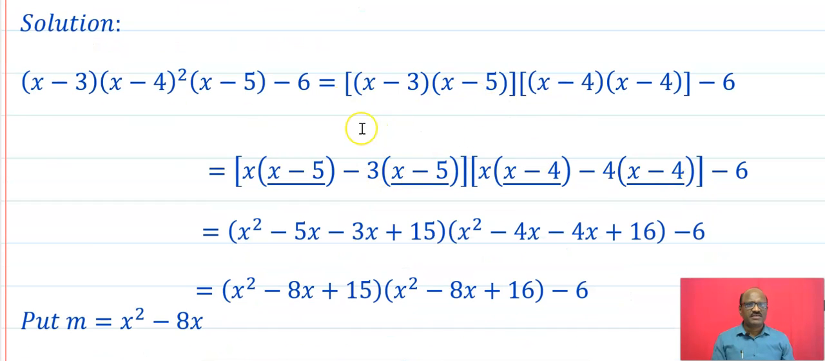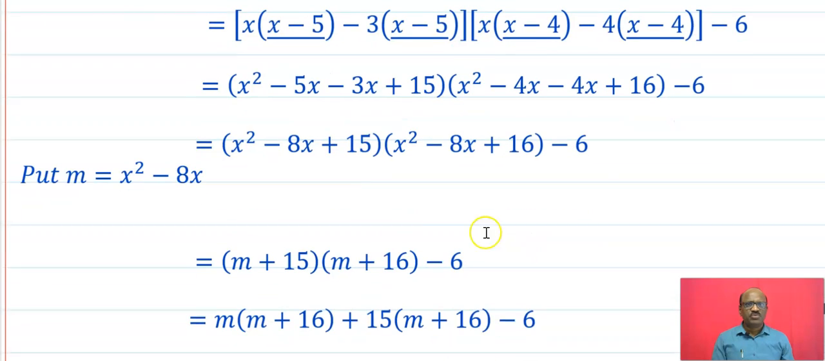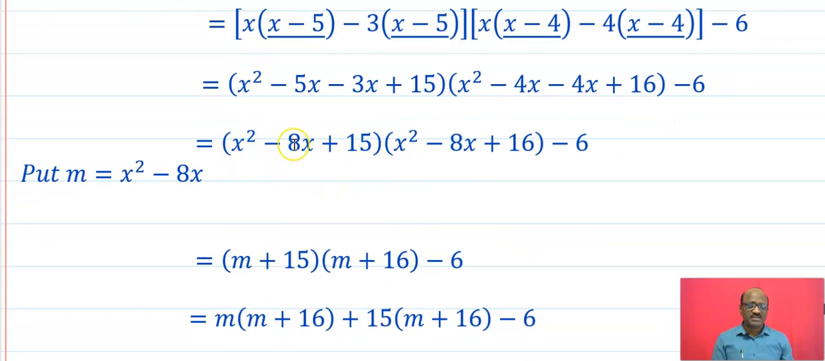Then we form their product: x in bracket x minus 5, minus 3 in bracket x minus 5, plus x in bracket x minus 4, minus 4 in bracket x minus 4, minus 6. Their product is x² minus 5x minus 3x plus 15. Next product is x² minus 4x minus 4x, and minus 4 into minus 4 is plus 16, minus 6. Overall we get x² minus 5x minus 3x, which is x² minus 8x plus 15, and x² minus 8x plus 16. Now again see the common terms in these two brackets: x² minus 8x.